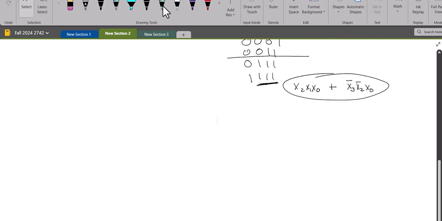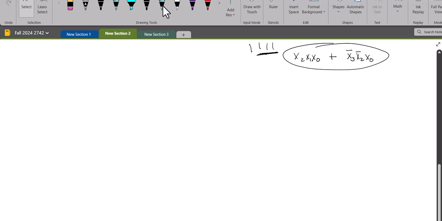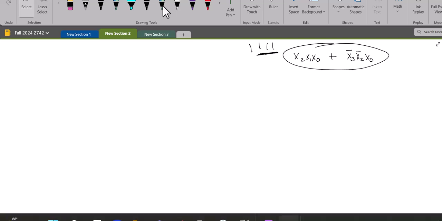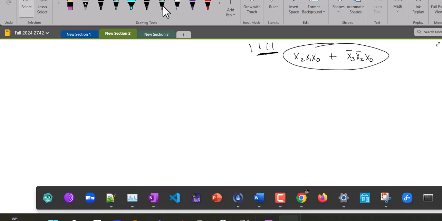So you could draw that. Or you could use a multiplexer. So let's take a look at what a multiplexer does, and the multiplexer that you can use.